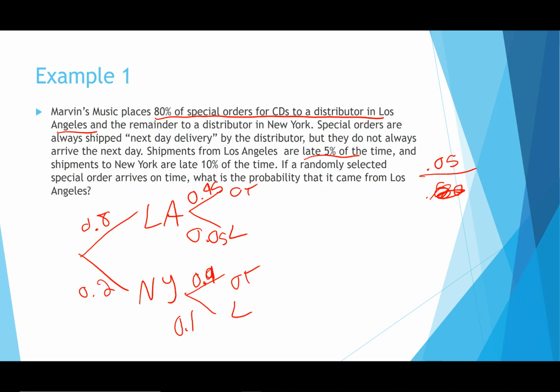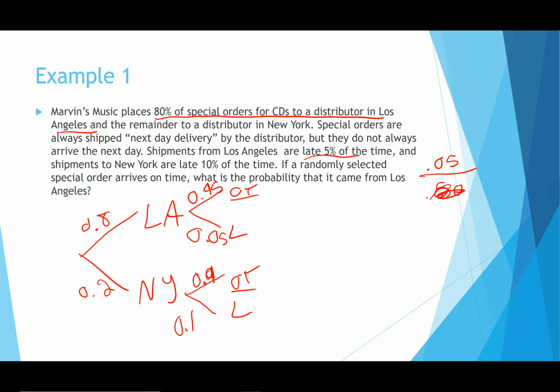So the first thing I want to do is figure out what is the percent that arrived on time. Because that would be like saying, I've chosen a person with brunette hair, then what's the probability that they're a girl? So I need to figure out how many people had brunette hair first, and then I would see how many of them were actually girls. So here we need to figure out what specifically is on time, and then we'll figure out how much of those came from LA.